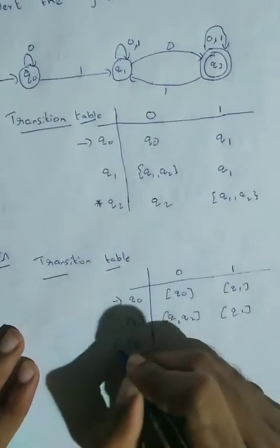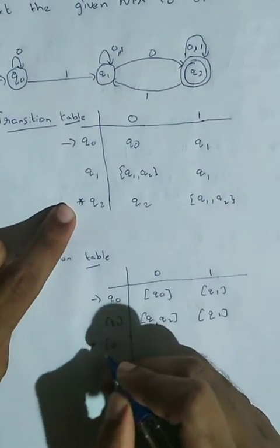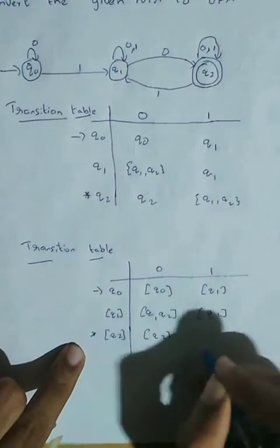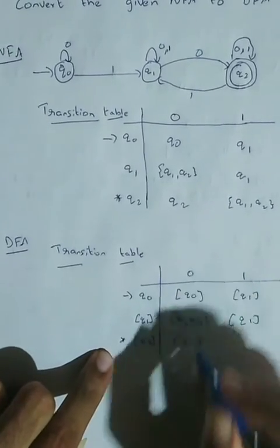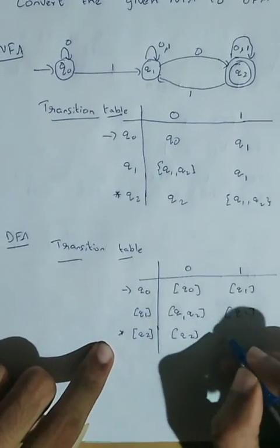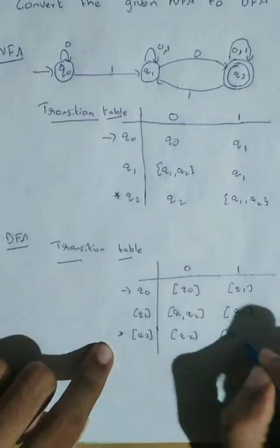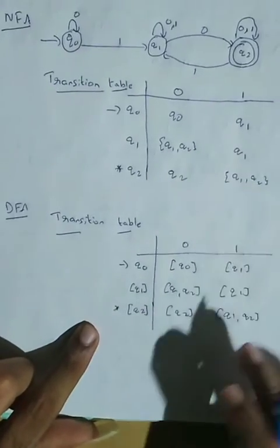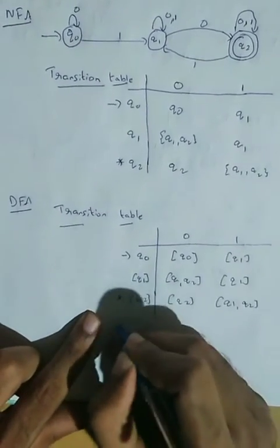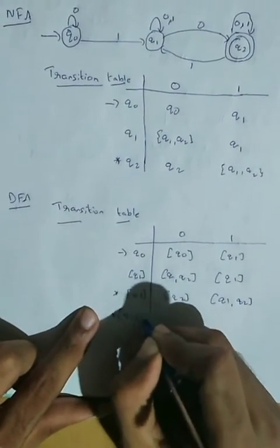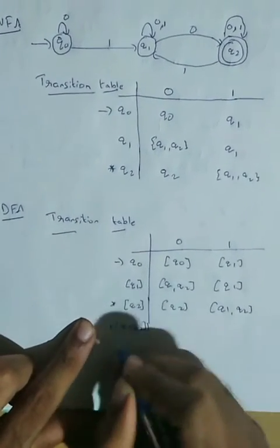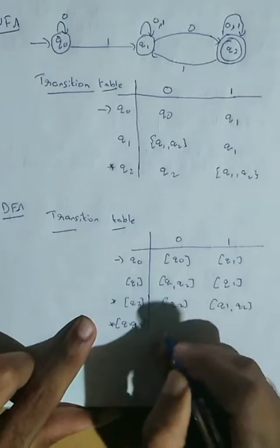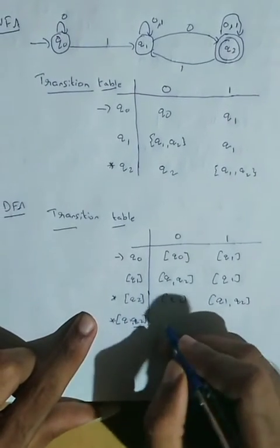Now as q2 is the final state, we have to mark q2 as the final state. q2 with 0, we will get the output q2, and with the input 1, we will get q1 comma q2. Now we have to mark the q1 comma q2 state as the final state because it consists of q2, so it will also be a final state in the transition diagram.